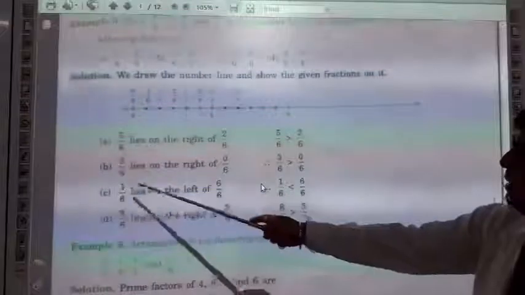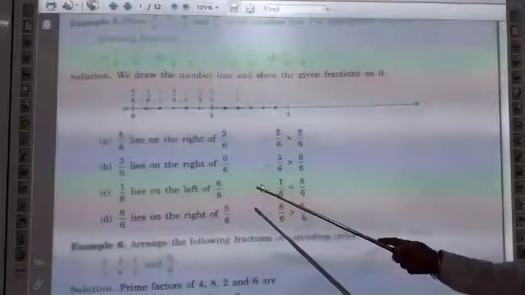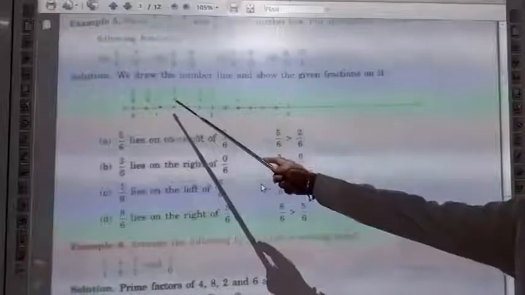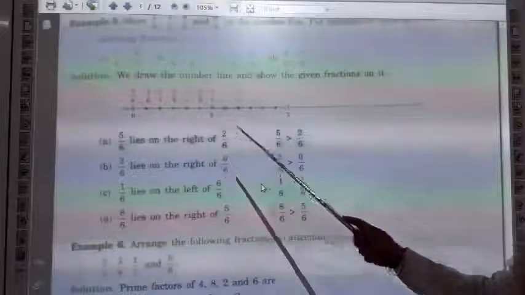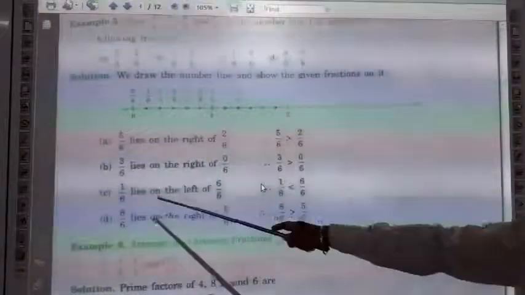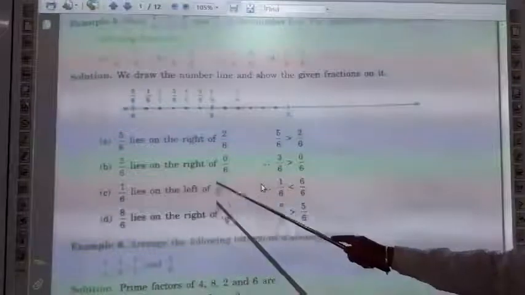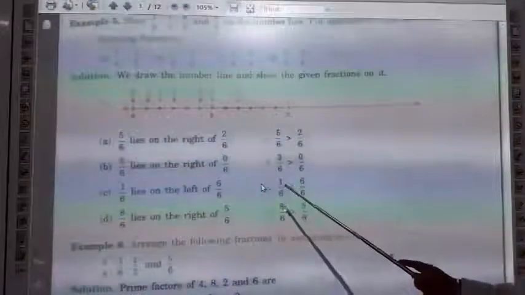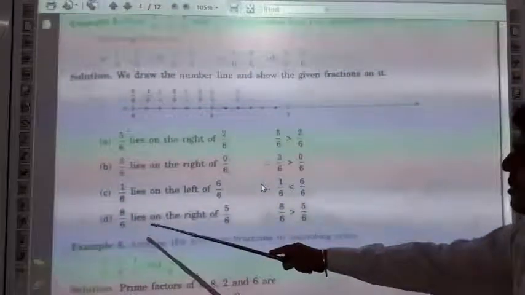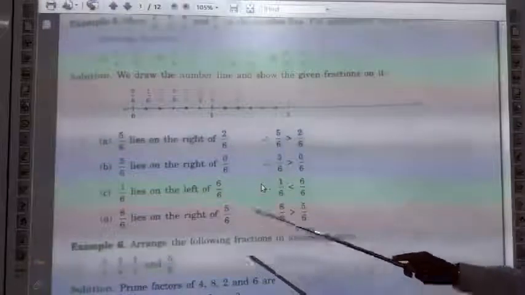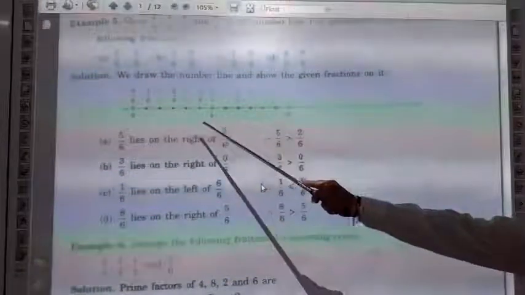Second is 3/6, which lies on the right of 0/6. So 3/6 is greater than 0/6. Look here, show the number line. Third is 1 upon 6, which lies on the left of 6/6. 1 upon 6 is less than 6/6. Now next, 8 upon 6 lies on the right of 5 upon 6. 8 upon 6 is greater than 5 upon 6. Okay.